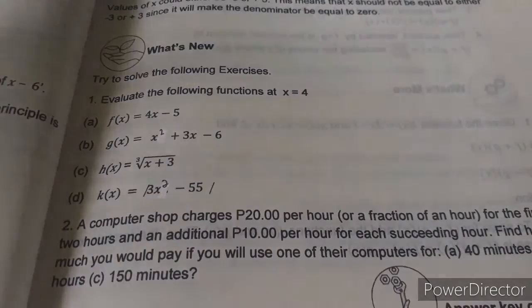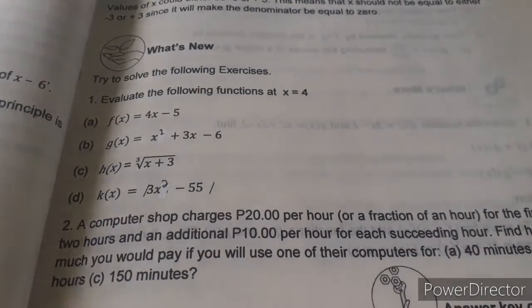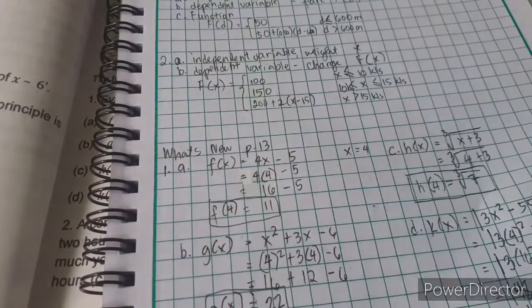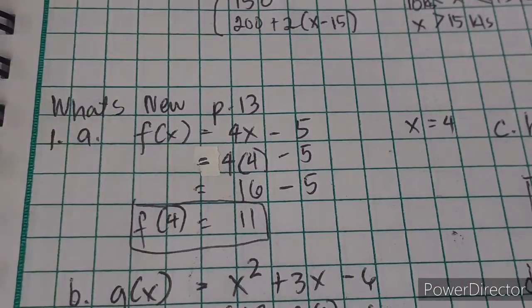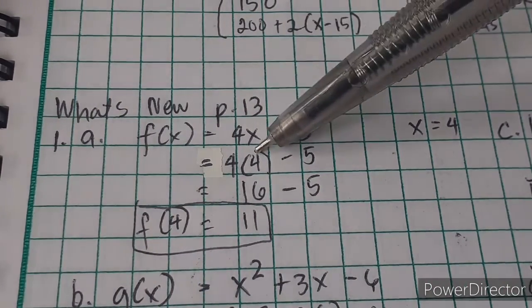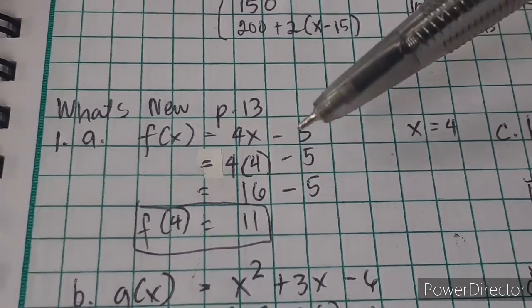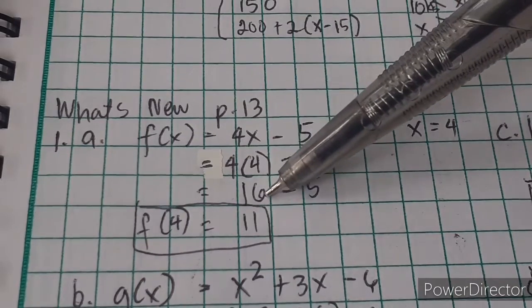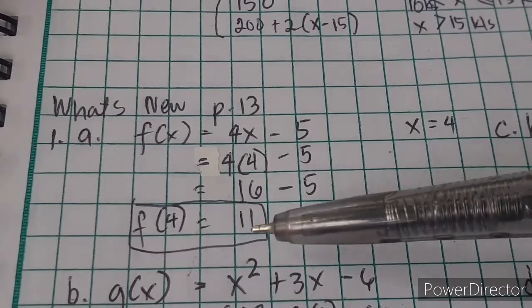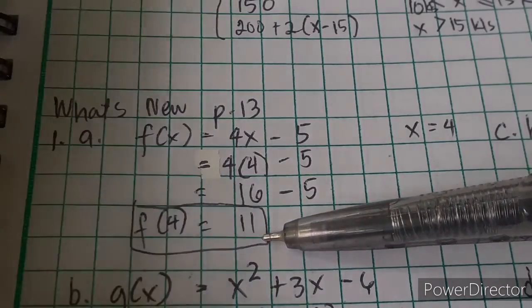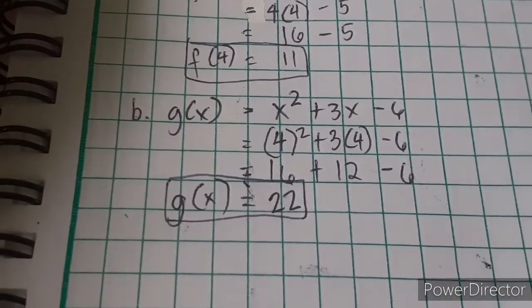We are going to substitute x with 4. So 4 times 4 is equal to 16 minus 5, that is equal to 11. So we move on to letter B.